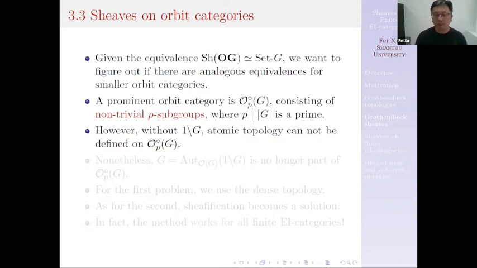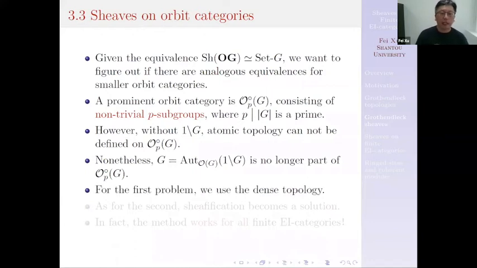But this is okay because we can replace it by the dense topology. But more importantly, when you remove this particular orbit, you actually remove its automorphism group as well. So this is somehow the reason why you can identify the sheaf category with the category of G-sets. But now it's gone. So we have to find another way to deal with it.